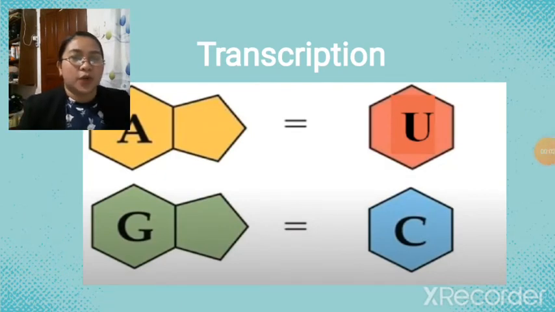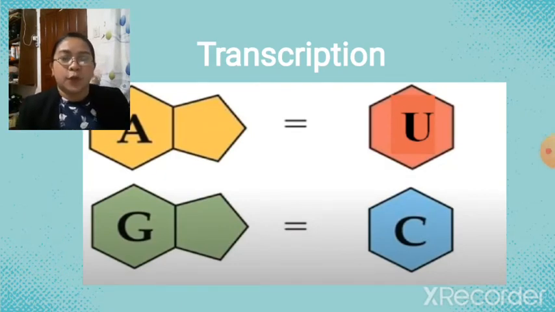So in the process of transcription, we have here the letter A, which represents adenine, which will be replaced by U, which stands for uracil. Another example is that the letter G, which represents guanine, is replaced by the letter C, which is called cytosine.